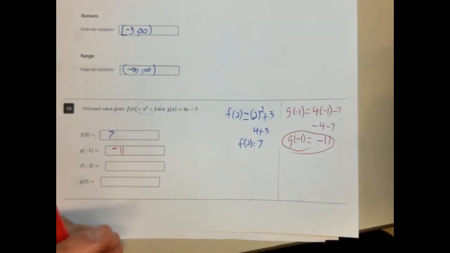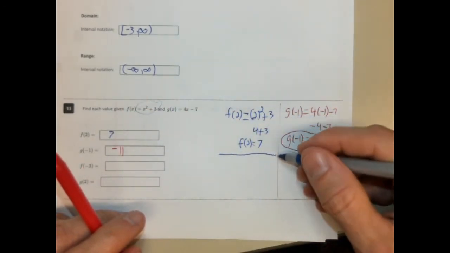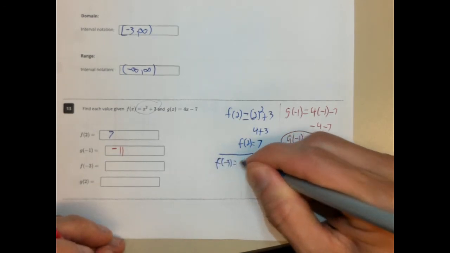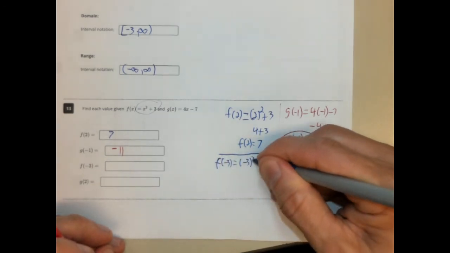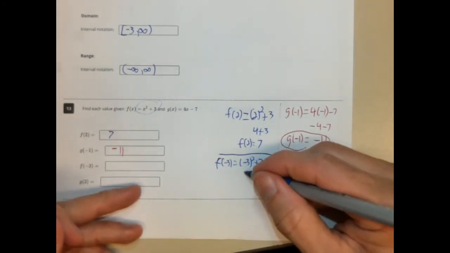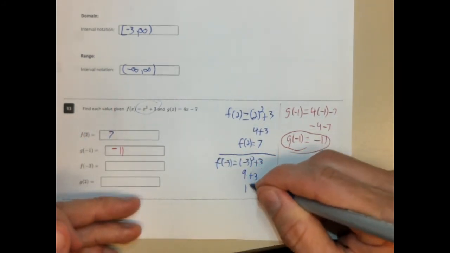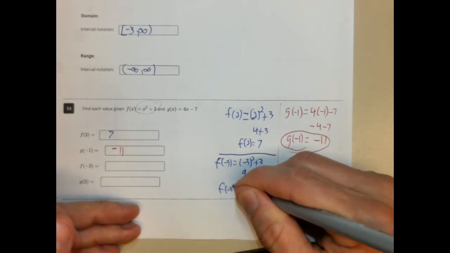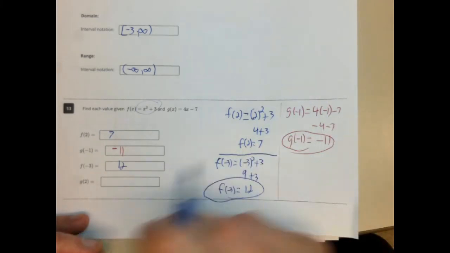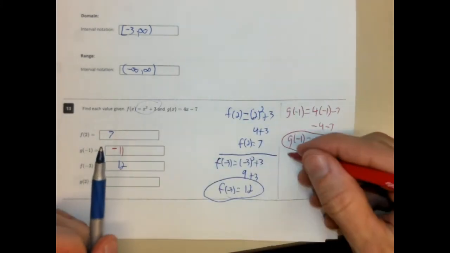Then find f of -3. So f of -3 is going to equal -3 squared plus 3. -3 squared is going to be positive 9, plus 3 is 12. So f of -3 is positive 12. So 12 goes there. And then find g of 2.